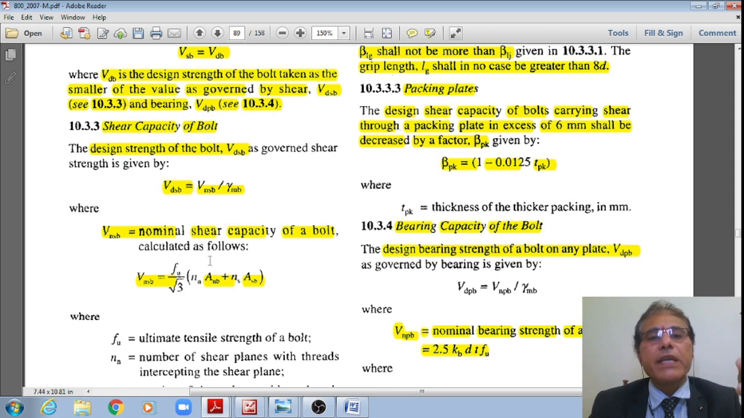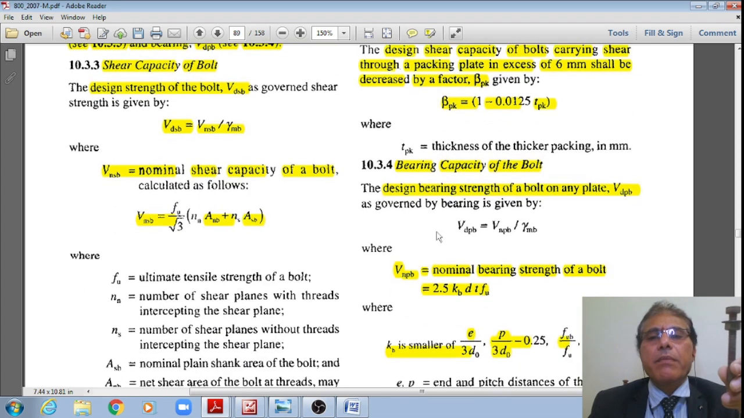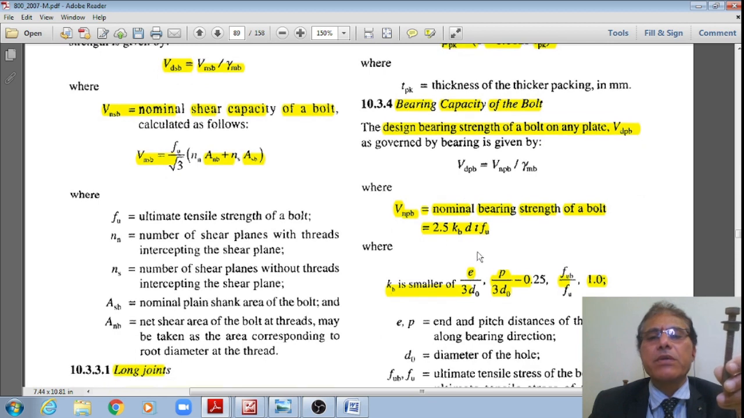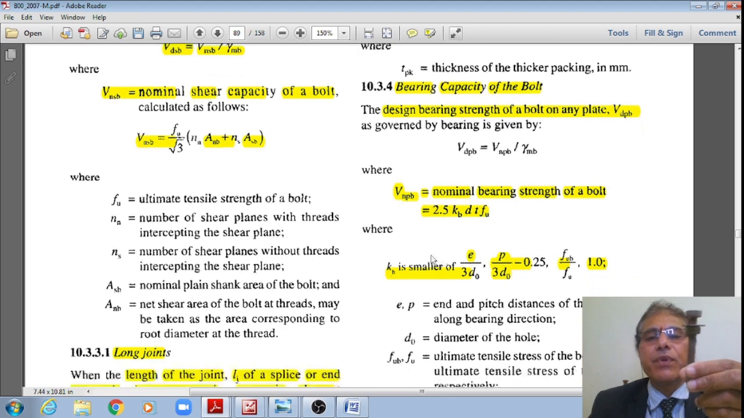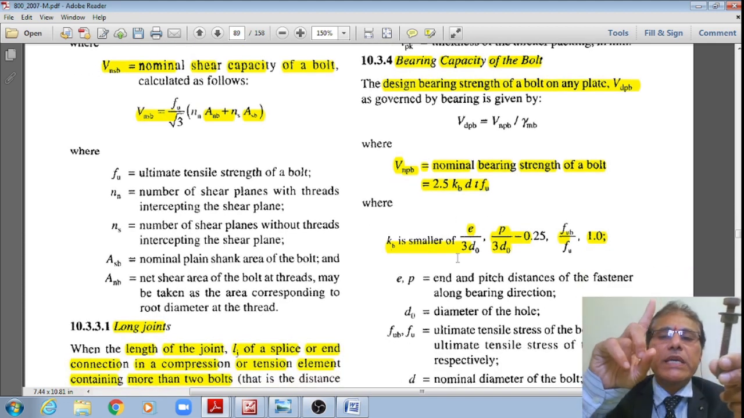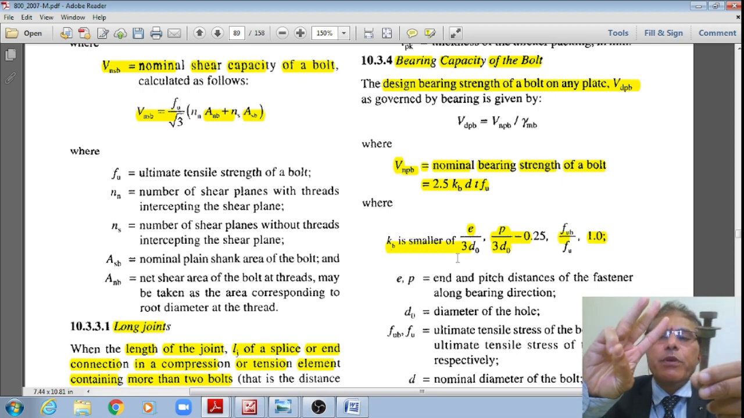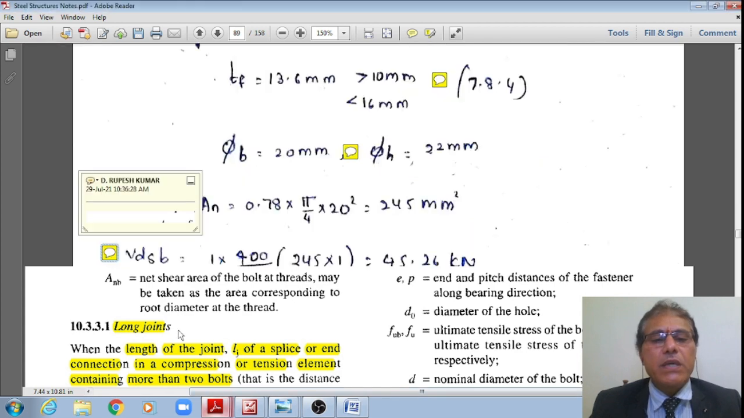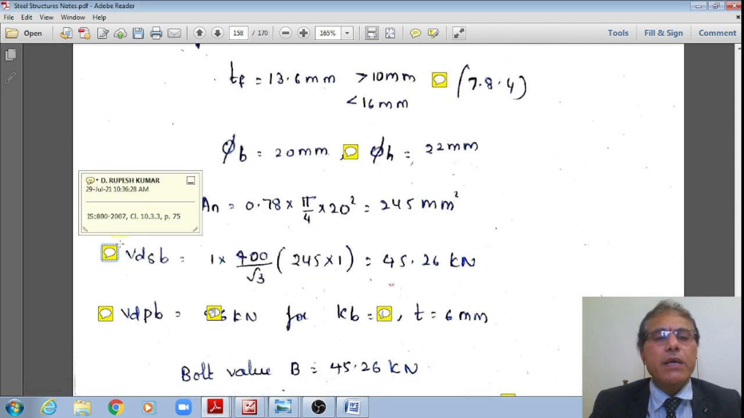VDSB is equal to VNSB divided by gamma MB, where VNSB is equal to FU divided by root 3 multiplied by AN. Similarly, for the bearing capacity of the bolt, VDPB is equal to VNPB divided by gamma MB, where VNPB is the nominal bearing strength of the bolt, given by 2.5 kb d t FU, where kb is the least of four values: E divided by 3 d0 as the first value, P divided by 3 d0 minus 0.25 as the second value, FUB divided by FU as the third value, and the fourth value is 1. Once I note these down, let me substitute into the formula.